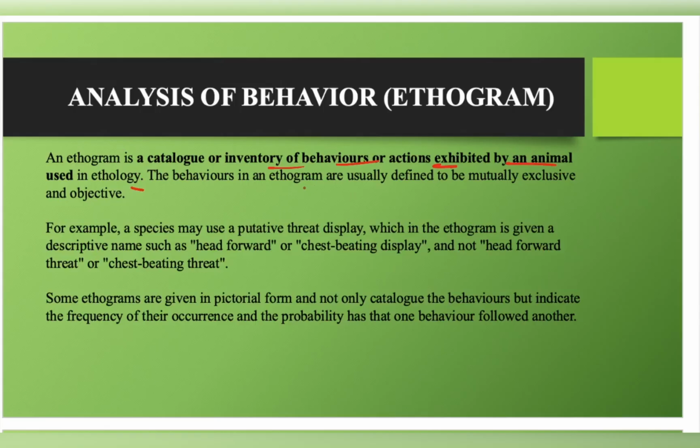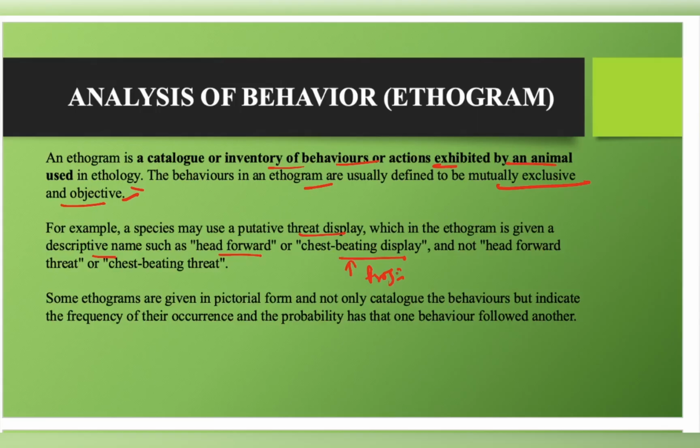Behaviors in an ethogram are usually defined to be mutually exclusive, and they are objective also, right? For example, a species may use a putative threat display which in the ethogram is given a descriptive name such as head forward or chest beating display. This is commonly seen in frog or toad, right? So head forward or chest beating display is the name given to a threat display, and not the head forward threat or chest beating threat.